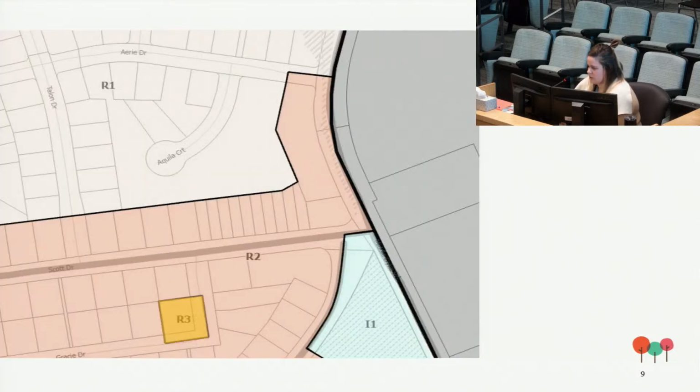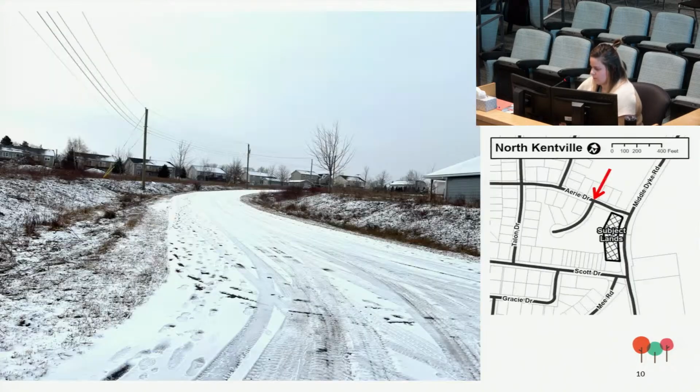So this is a hypothetical map showing what the zoning would look like if this amendment is approved after consideration by Council. So we have the R2 zone continuing up from Scott Drive and wrapping around the eastern edge of the site.